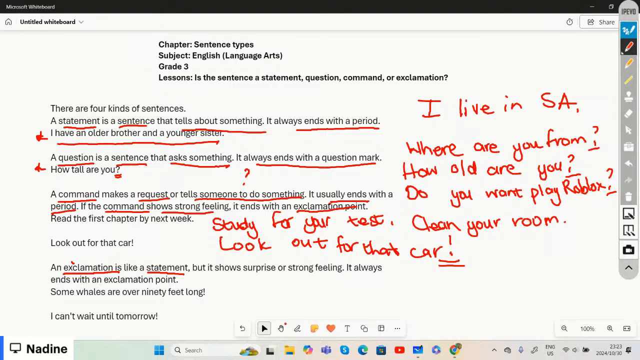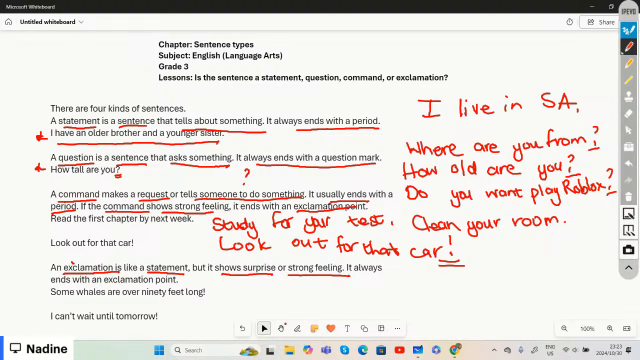And an exclamation, like we said, is a statement and it shows surprise or strong feelings, whether you're excited, in shock, or shouting. An exclamation expresses those strong feelings that you have. I am excited to go to Wonderland! Yes, beautiful. That ends with an exclamation point because you are showing your excitement.